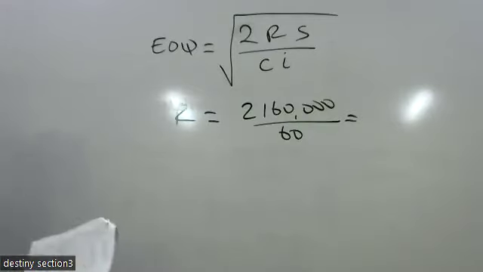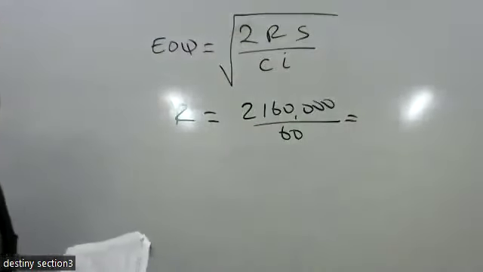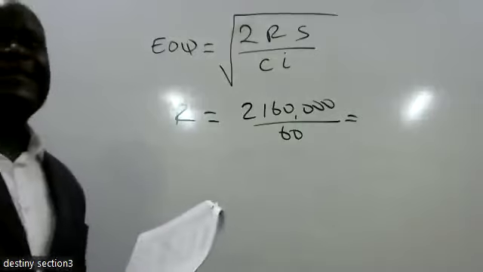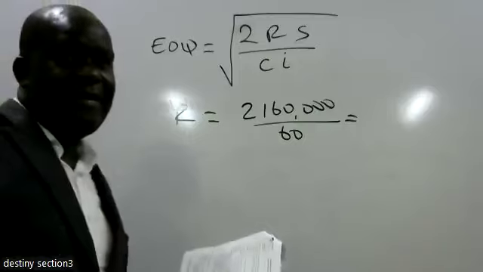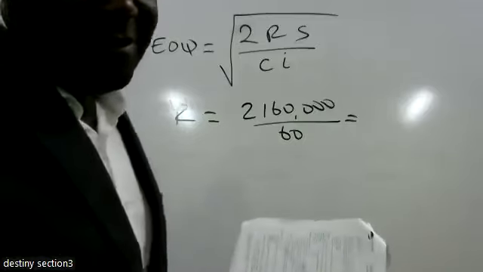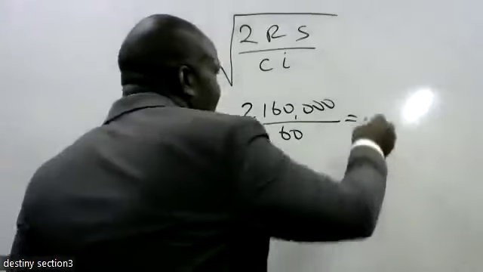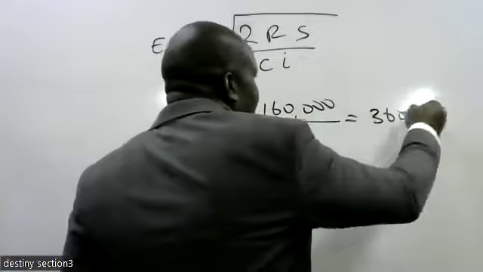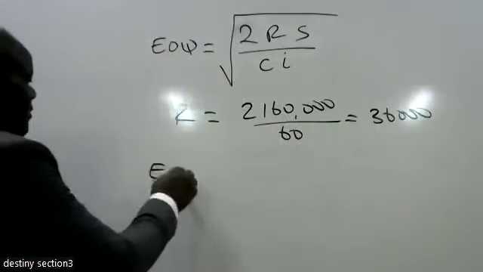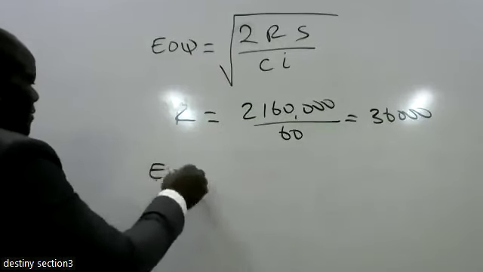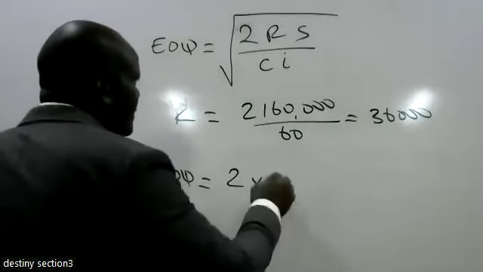So what should be our R? You are getting which figure? 36,000. So this is 36,000. So now we can compute our economic order quantity. It is the square root of 2, so R is 36,000.